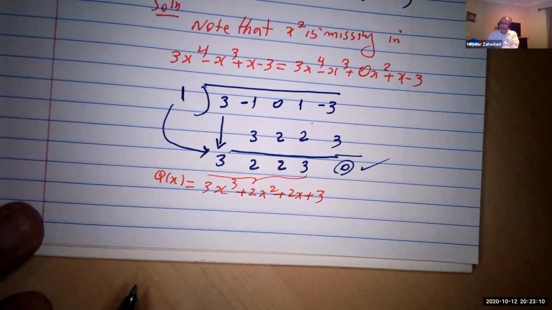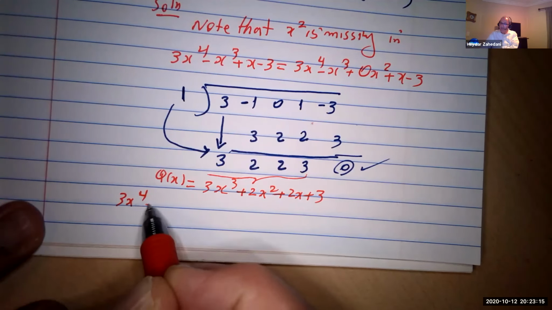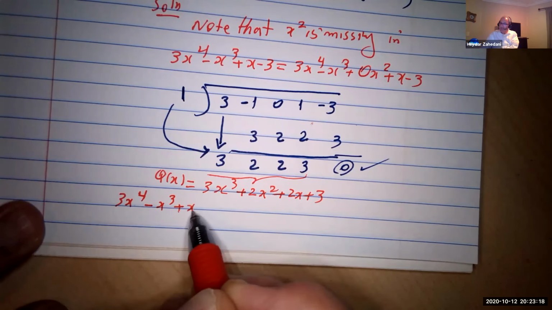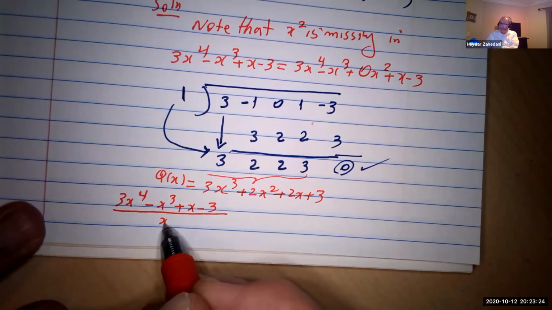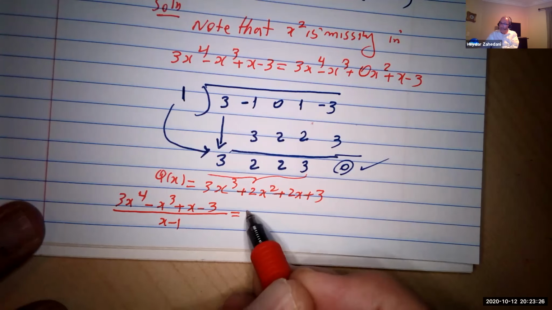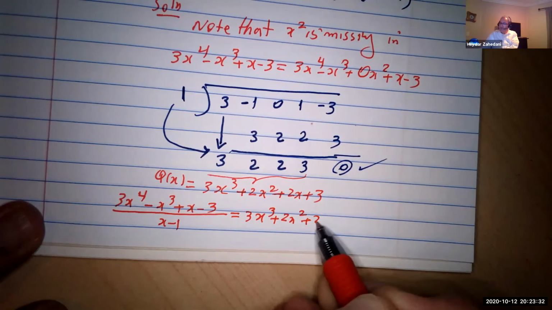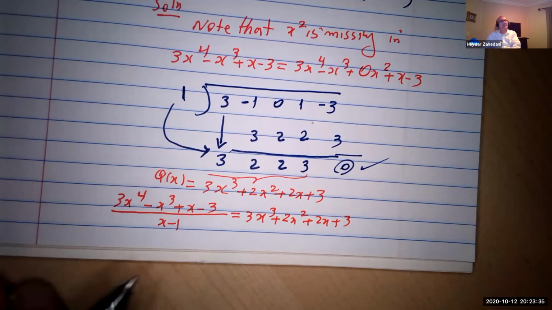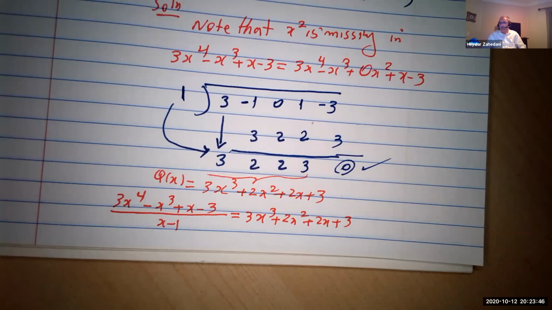So what's going to be the final answer? You write that 3x to the fourth minus x cubed plus x minus 3, divided by x minus 1, equals 3x cubed plus 2x squared plus 2x plus 3. As you can see, it's factorable, so you get the fact that x minus 1 is a factor. That's the one we are going to be interested in. Okay, any question? So that's a warm-up.